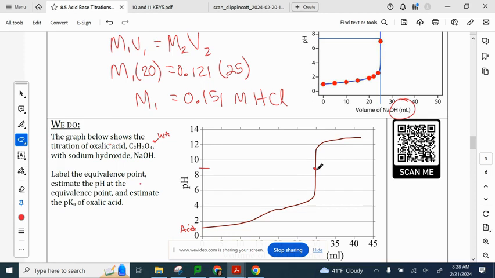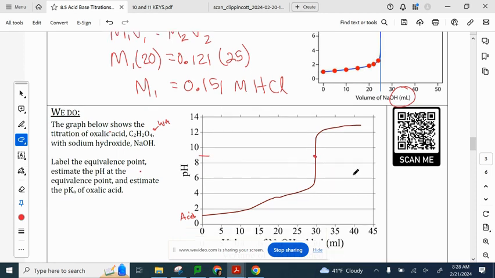So we have determined that equivalence point here, okay? They wanted us to estimate the pH at equivalence. I'm going about 9 with that. And estimate the pKa of this. So half of the equivalence volume, this was about 30 mils, so we want to find 15.